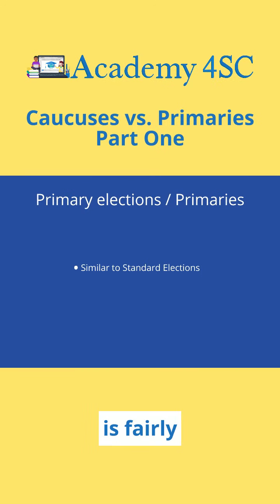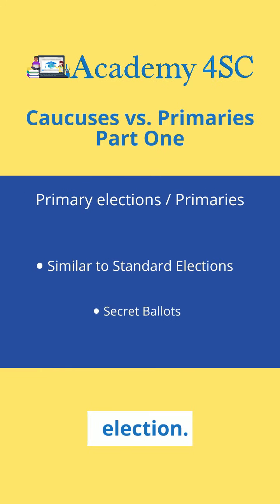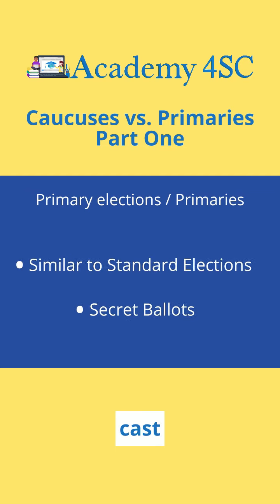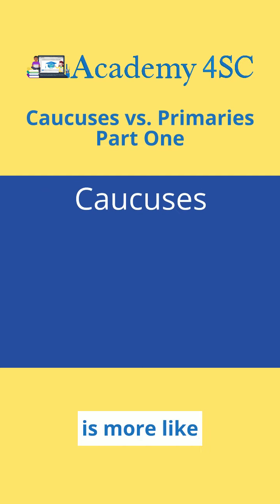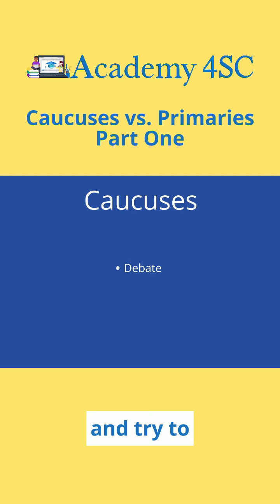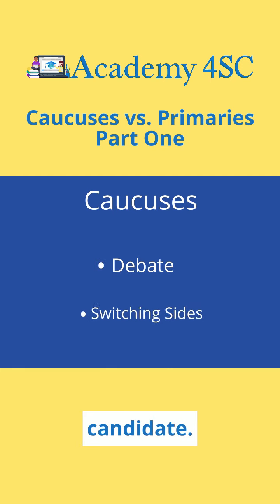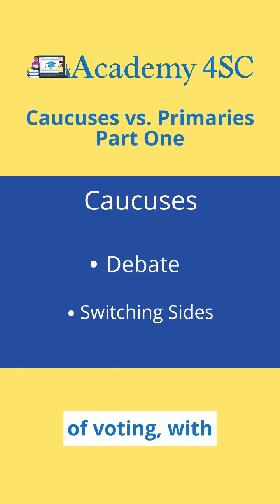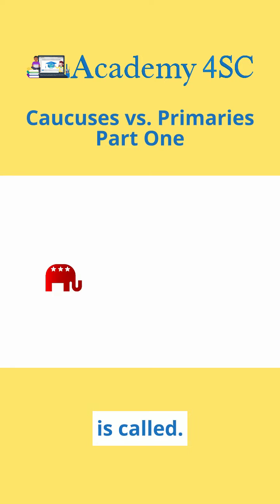A primary election is fairly indistinguishable from a standard election. Voters show up and secretly cast their ballots. Meanwhile, a caucus is more like a debate. People discuss issues and try to sway others to support their candidate. There can be several rounds of voting, with people switching sides until a final vote is called.